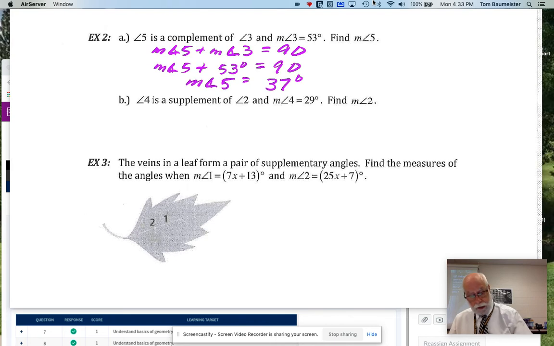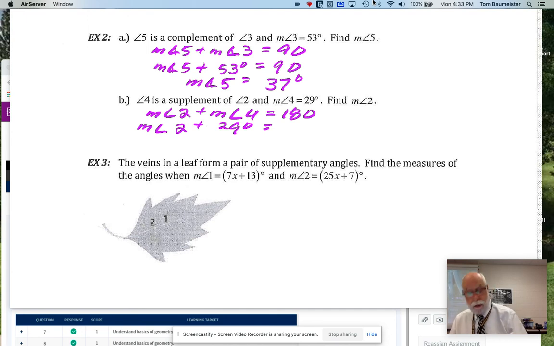Okay, supplement means 180. So we are going to say that the measure of angle 2 plus the measure of angle 4 is equal to 180 degrees. We know that angle 4 is 29 degrees. The measure of angle 2 is the one we're looking for, and that will be 180 minus 29 degrees. So subtracting 29, we get that the measure of angle 2 is equal to 151 degrees.